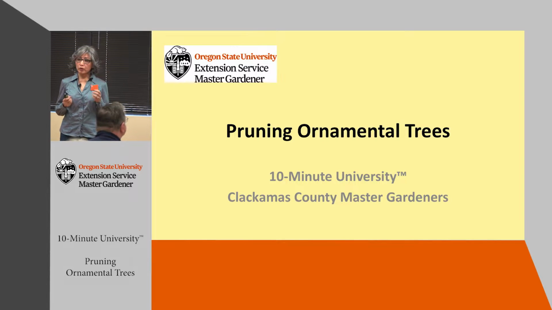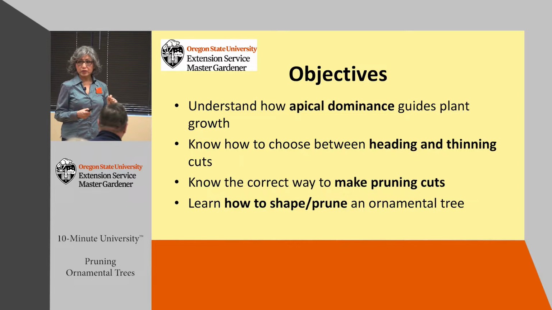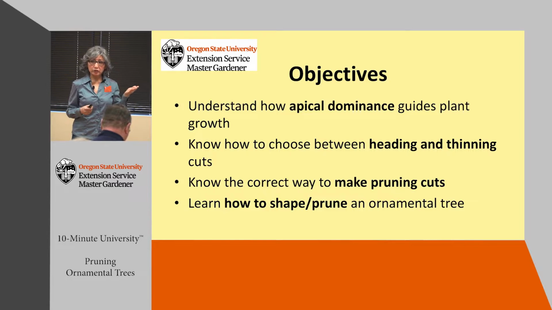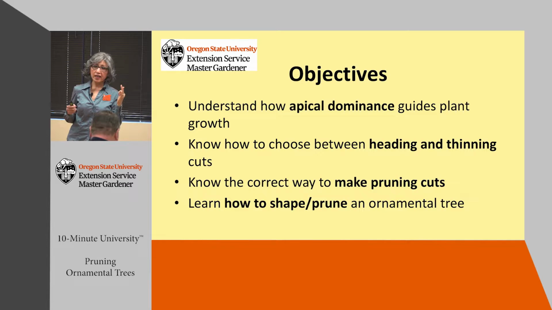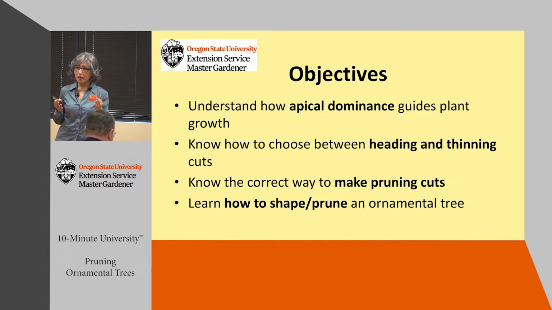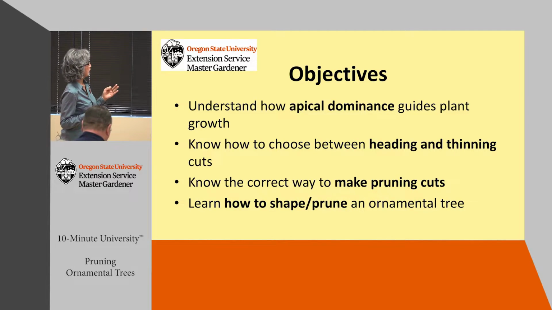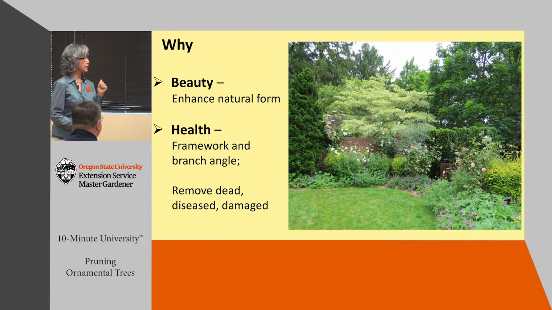So at the end of the hour, with your help, I hope we can achieve a lot of things. For the ornamental tree module, I would like to make sure that you know about apical dominance, what it is and how it works. Understand heading and thinning cuts, the two major types of cuts in pruning, and when to use each one. And the correct way to make a cut, both small and big. And then finally, how to shape or prune an ornamental tree.